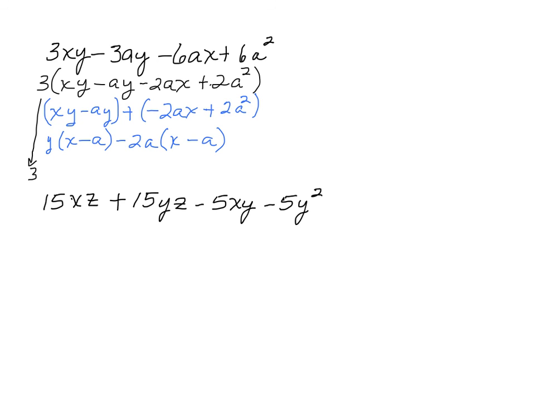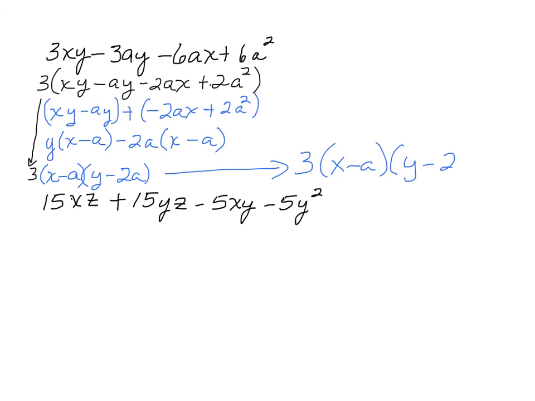Now we have left over our 3. But what do we have now? We have x minus a times y minus 2a. So ultimately our answer is 3 times x minus a times y minus 2a. So we have three different factors here, but you cannot forget to bring down a 3.